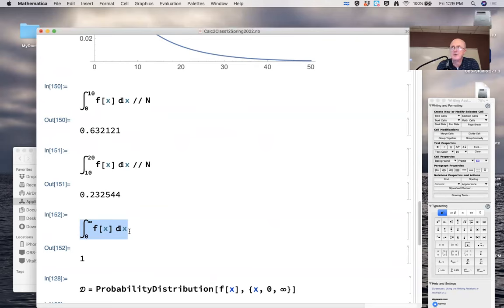Other kinds of improper integrals are important as well. Another kind of improper integral in this situation that's important is one that will compute what's called the theoretical average or theoretical mean lifetime of the light bulbs.